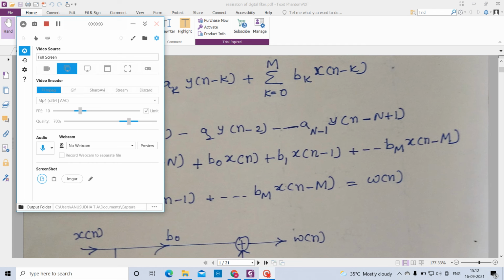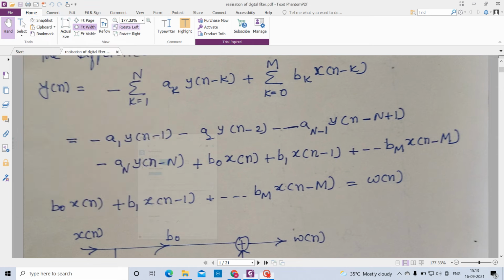Hello students. So today we will see realization of digital filters using different methods of realization such as direct form 1, direct form 2, cascade form and parallel form realization. First we will discuss direct form 1 realization.